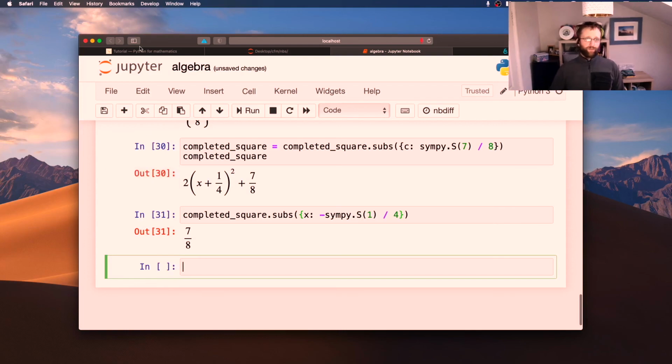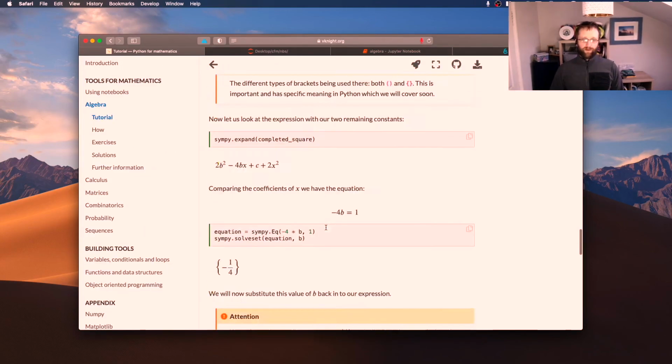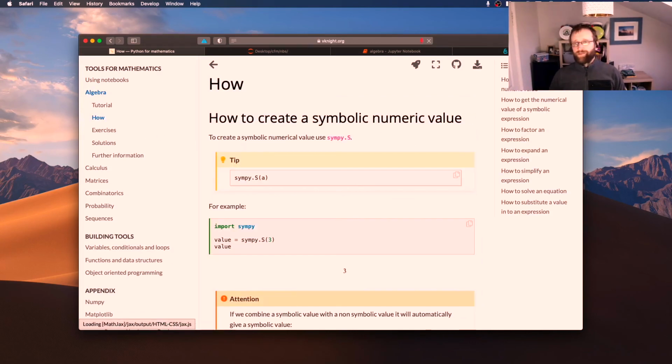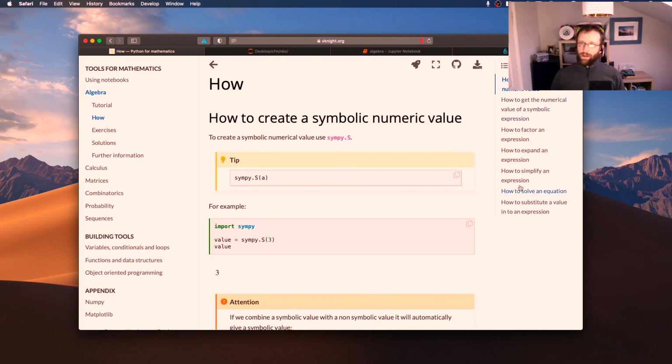Throughout this tutorial, we have seen how to create symbolic expressions. If they're numeric ones, how to convert and obtain the approximate values using that float command. Purely symbolic ones, where there are no numeric ones, but just letters, how to expand and simplify them, how to create equations, how to solve equations, and how to substitute values back into expressions. All right? And this is all there in the how-to section as well.